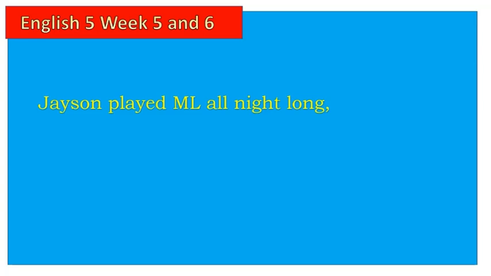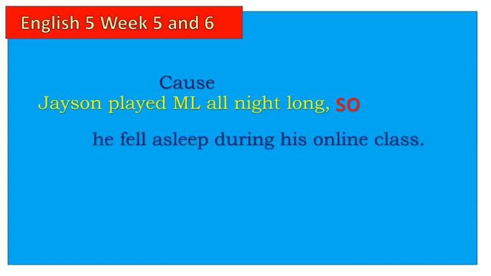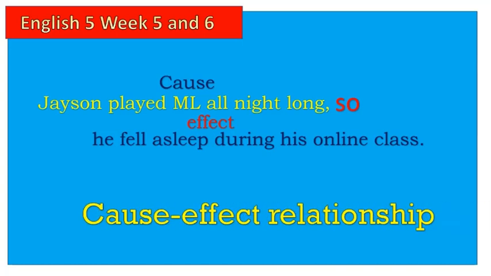So let's see this one. Jason played ML all night long is the cause or the reason. And what is the effect? He fell asleep during his online class. And we have the coordinating conjunction so, which connects the first independent clause to the second independent clause that shows a cause-effect relationship. Okay? So what we have here is the cause-effect relationship. Next.